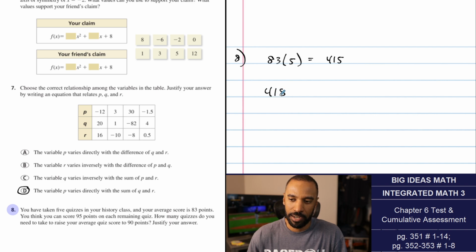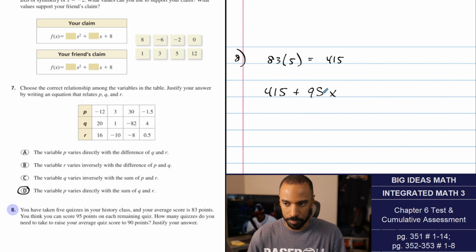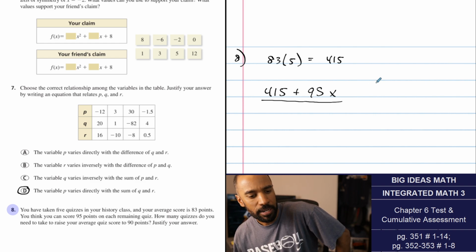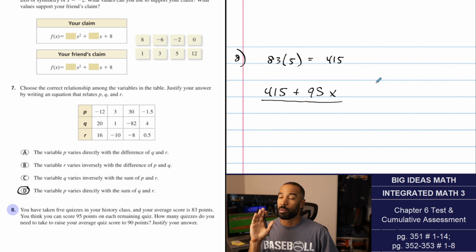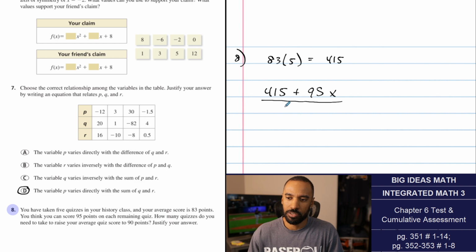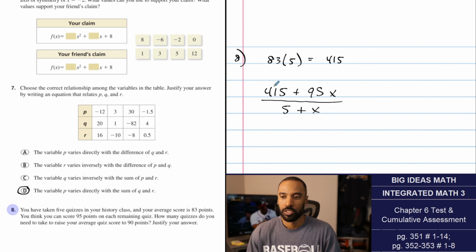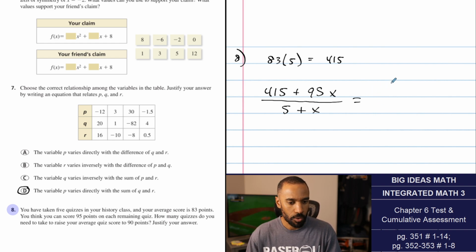If I add an extra 95 points per quiz times the number of quizzes, and I divide that by the total amount... wait, hold on, I'm sorry. When I divide it by the total number of quizzes, I get an average. I need my average to be 90. So I've taken 5 quizzes so far, and I need to take x more quizzes on top of this. All my points so far, plus all of the points I need to make, divided by all the quizzes I've taken so far plus all the quizzes I need to take, will equal an average score of 90.